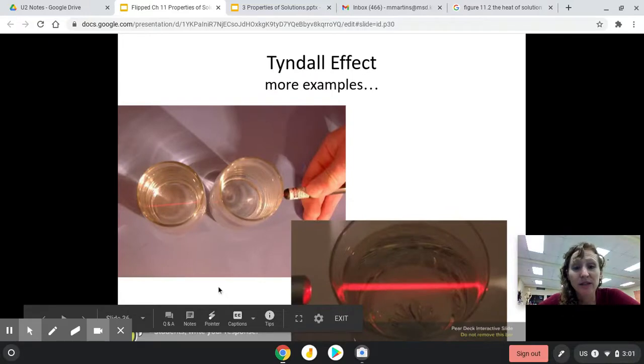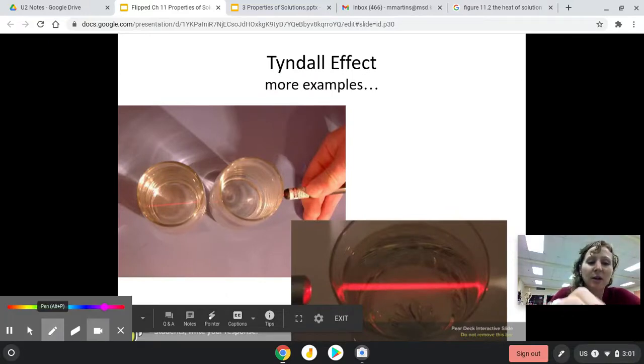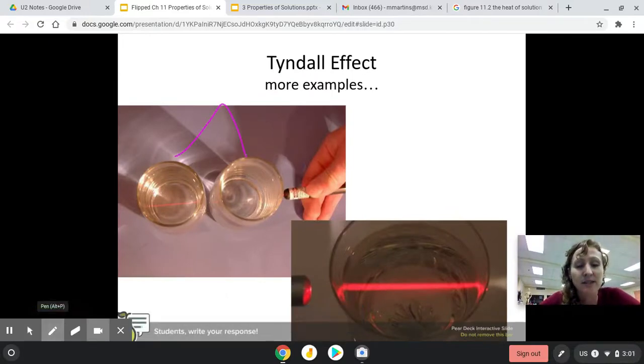Here's some more examples of the Tyndall effect. This one's pretty dramatic. Both substances look very clear, but one clearly scatters light while the other one doesn't. So this one on the left is exhibiting the Tyndall effect and is indeed a colloid.